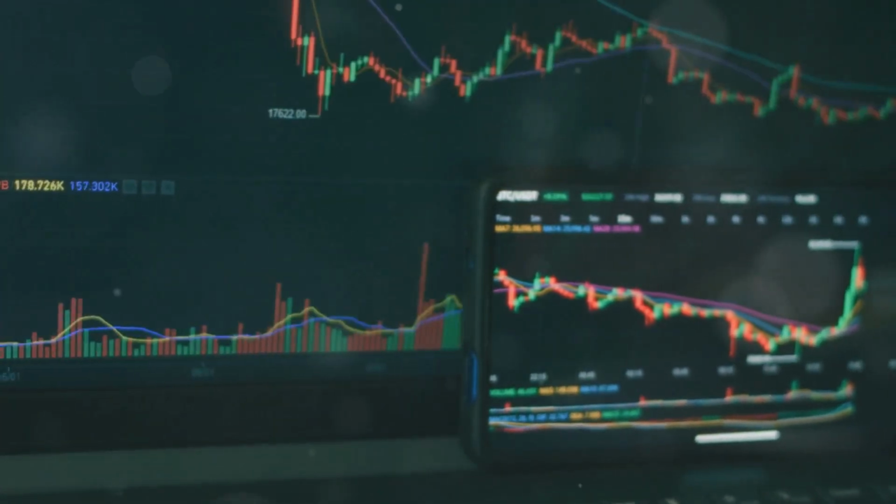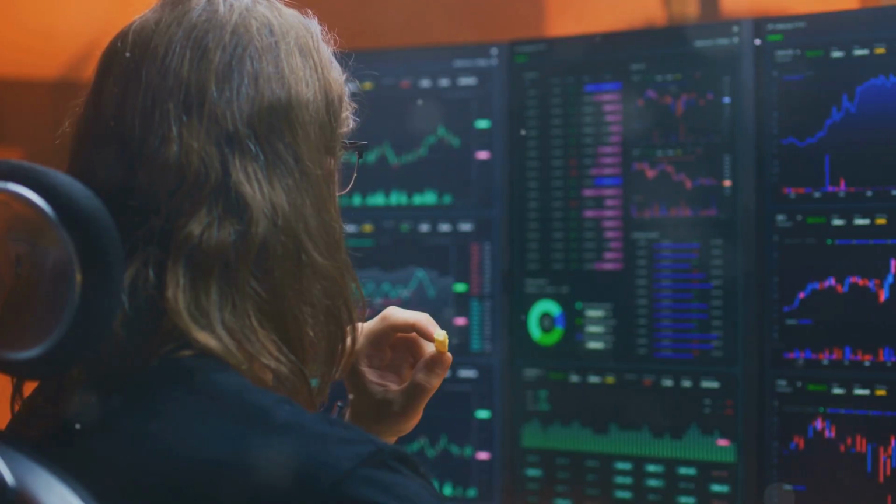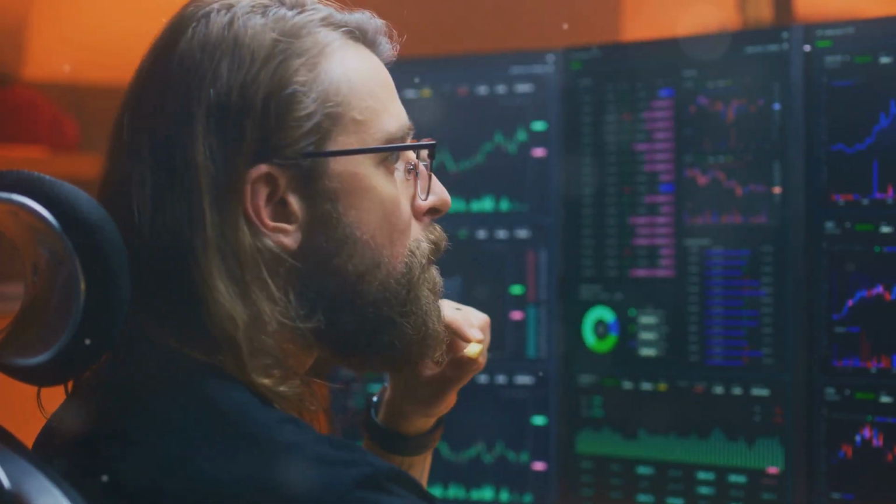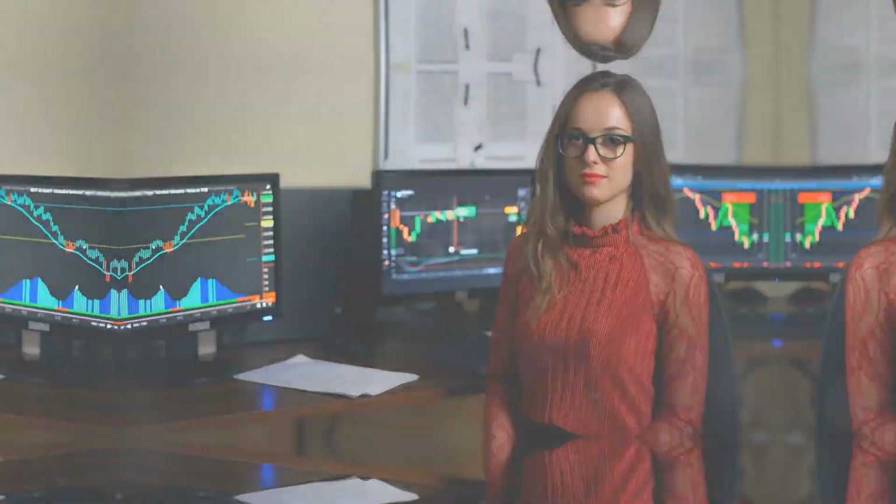hedge funds and institutions. By understanding market sentiment, you can get a better feel for the balance of power between buyers and sellers and make more informed trading decisions.